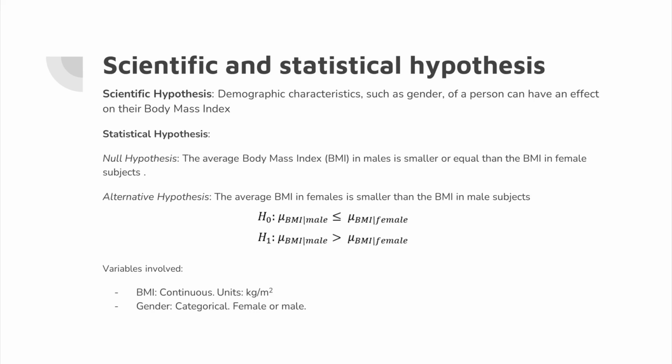We can see that the variables involved are the BMI, that is a continuous variable, with units of kilograms over square meter, and gender, that is a categorical variable, either male or female.